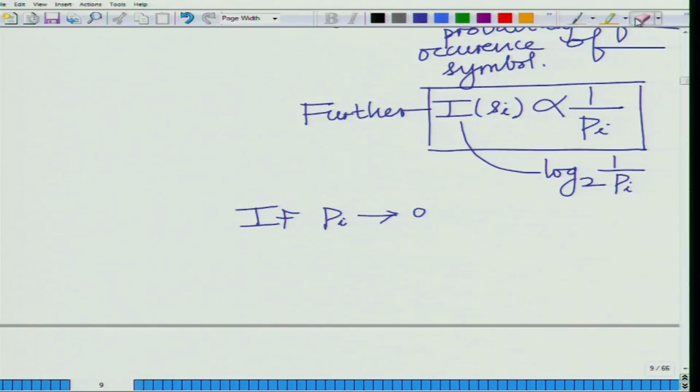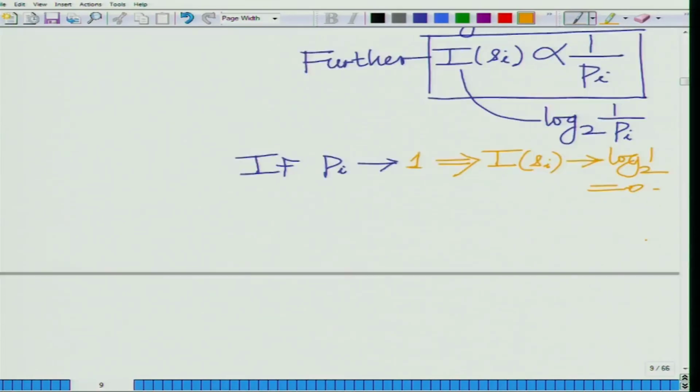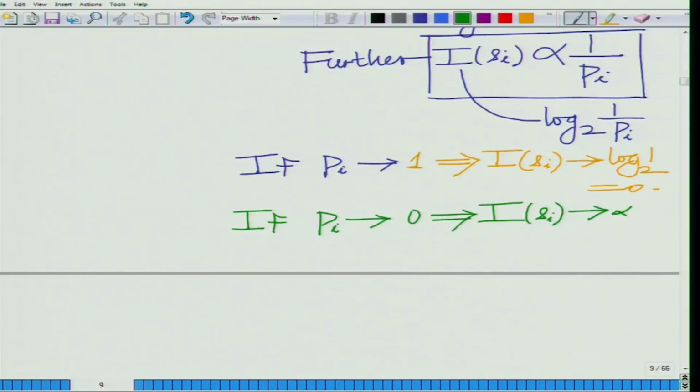if pi tends to 1, that is it occurs very frequently, I(Si) tends to log 1 to the base 2, which equals 0. If pi tends to 0, then I(Si) tends to infinity, and this is a very important aspect.